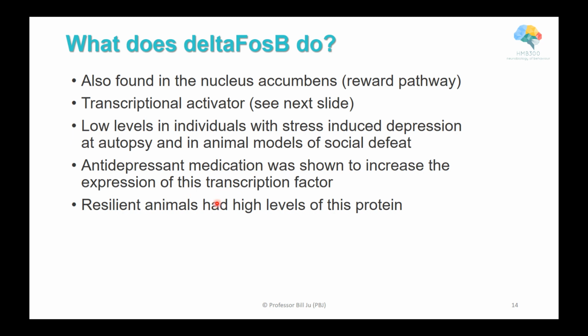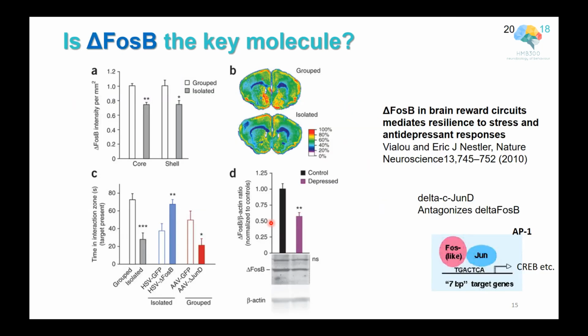actually been shown to increase the production of this transcription factor. So if it goes down during depression, and it's high in resilient individuals that don't get depressed, and antidepressant medications can alter the levels of this transcription factor, we certainly need to consider it as an important player. And again, resilient animals, the ones that don't have depression, seem to have very high levels of this. So important slide, not important slide?